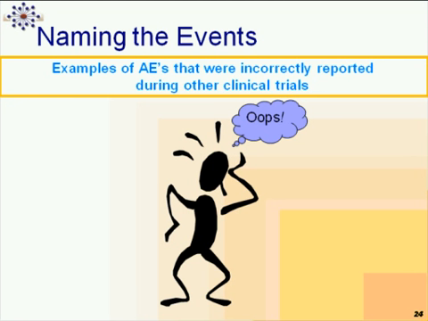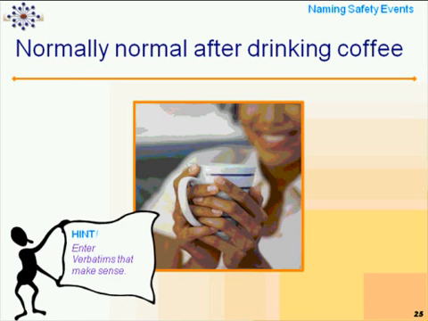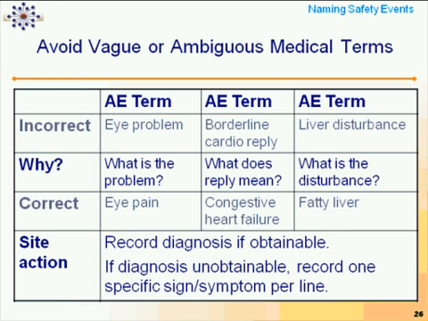These next few slides are examples of AEs that were incorrectly reported during other clinical trials. "Normally normal after drinking coffee." I don't even know what that really means. In a verbatim, that makes sense. Avoid vague or ambiguous medical terms, like an eye problem is really more like eye pain.